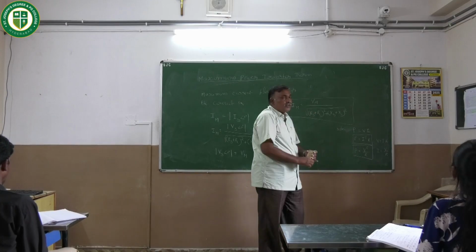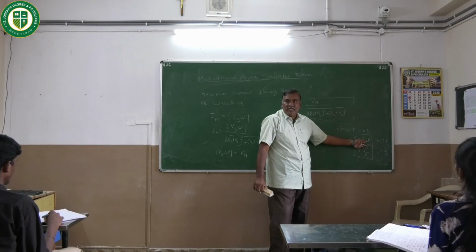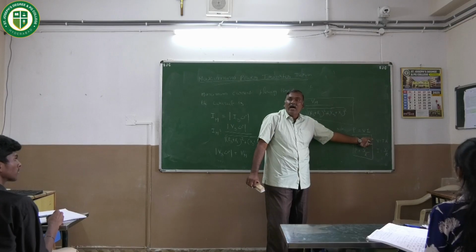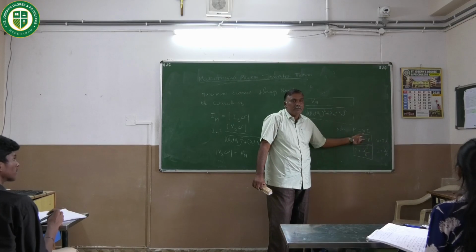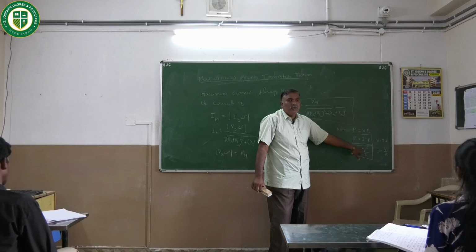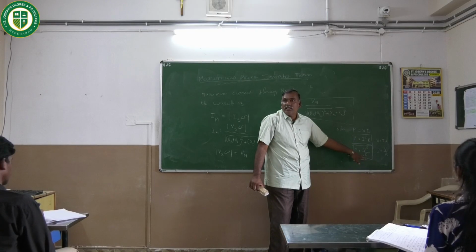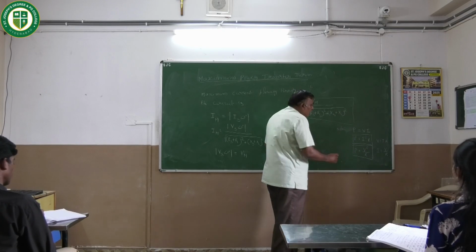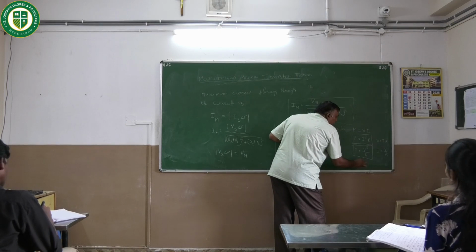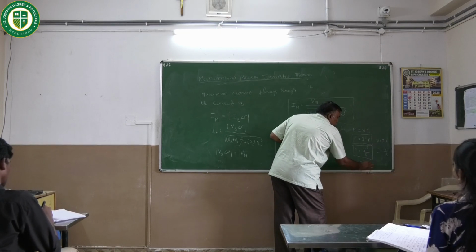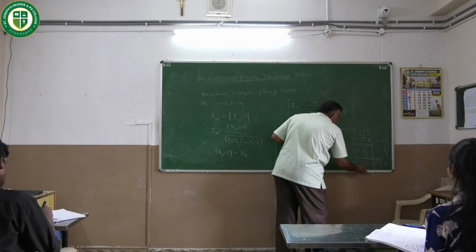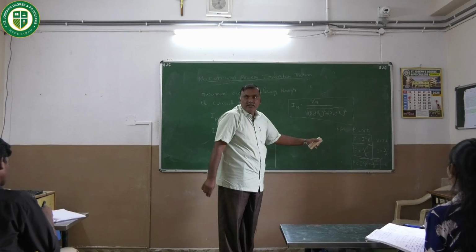That means if I know the value of the current, square it and multiply with the resistance R, what I am going to get is nothing but the power. Or if I know the voltage, square the voltage and divide by R, what I am going to get is nothing but the power. So I can write P is equal to V into I, or P is equal to I square R, or P is equal to V square by R. Is it clear, class?